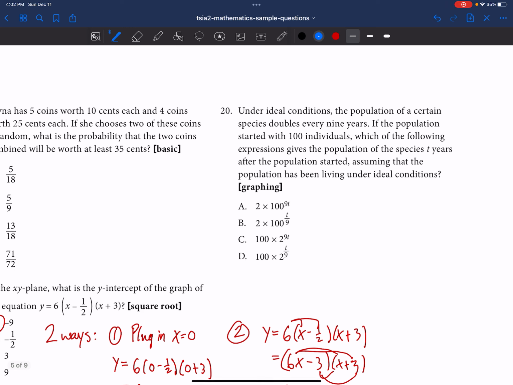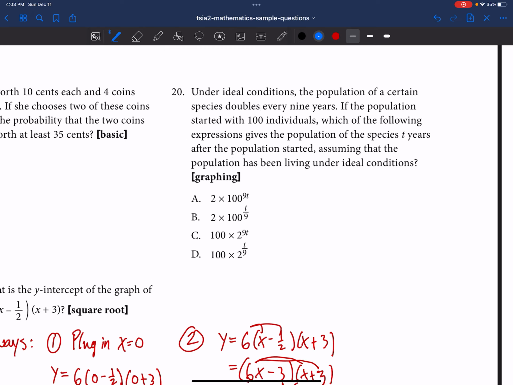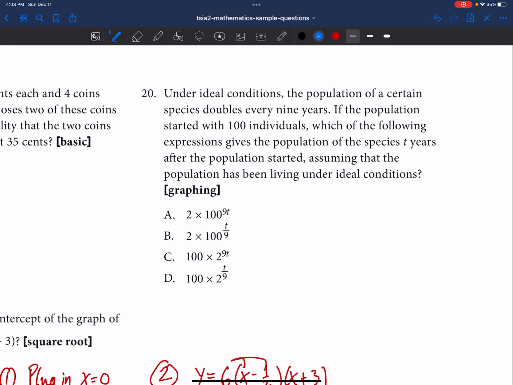Here nor there. Okay. Last one's number 20. Under ideal conditions, the population of certain species doubles every 9 years. If the population started out with 100 individuals, which of the following expression gives the population of the species T years after the population has started, assuming that the population has been living under ideal conditions? So you double every 9 years.